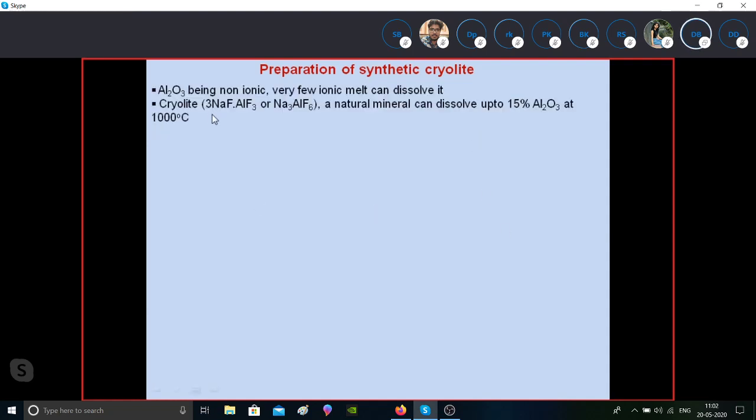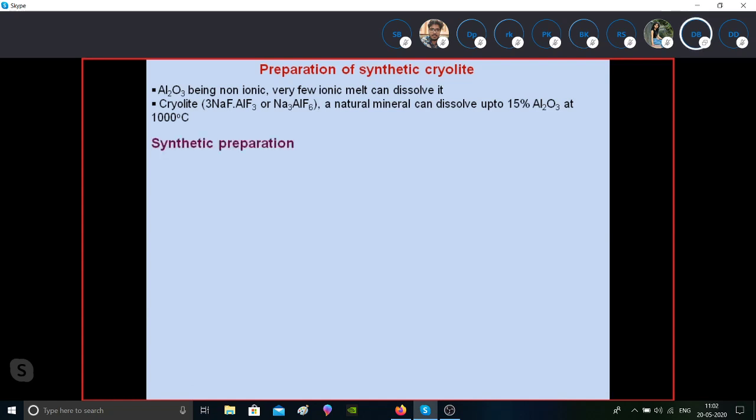So we say that 3NaF·AlF3, or we can combine them together as Na3AlF6, which can dissolve up to around 15% alumina at 1000 degrees centigrade, but we may not have enough amount of naturally occurring cryolite. Therefore, effort was directed to make synthetic cryolite. Not a very easy process.